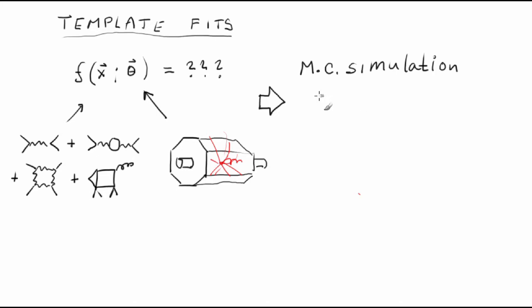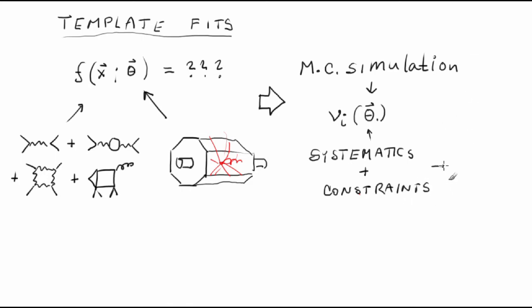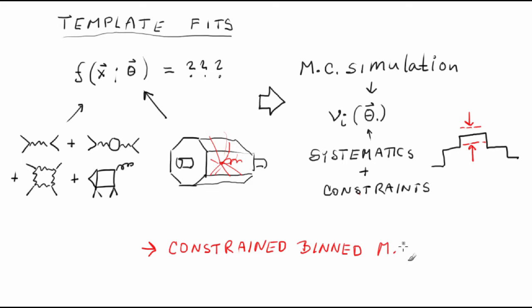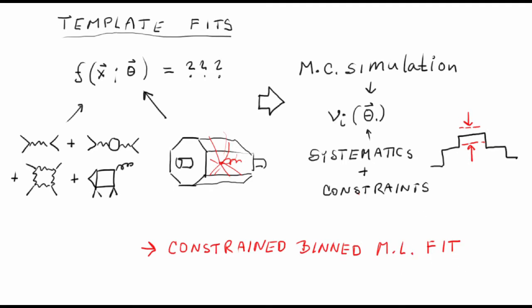A big advantage of template fits is an easy handling of systematic uncertainties. Templates are histograms, in fact, and obviously we are going to do binned maximum likelihood fits. Systematic uncertainties are introduced as free parameters, and each of these parameters is constrained by some prior knowledge. In summary, we are going to talk about constrained, binned maximum likelihood fits today. Let's go!